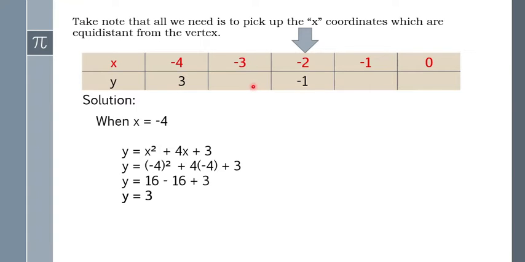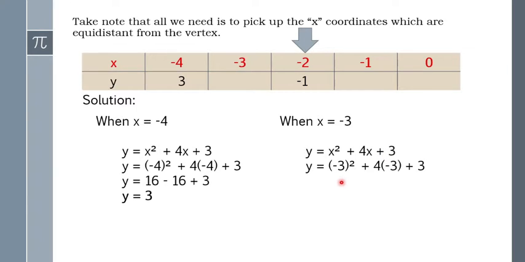Okay, next solution natin. What is the value of y if x is equal to negative 3? Again, using the original equation, substitute the value of x into negative 3. Then simplify. Negative 3 times negative 3 is 9, minus 12, plus 3. 9 minus 12 is negative 3, plus 3. Since they are unlike signs, all you have to do is subtract. It becomes 0.